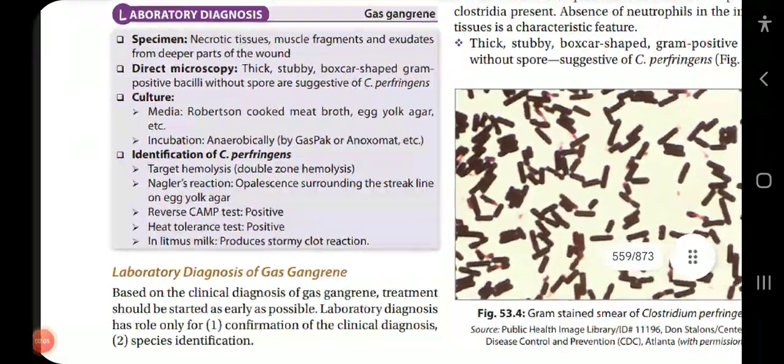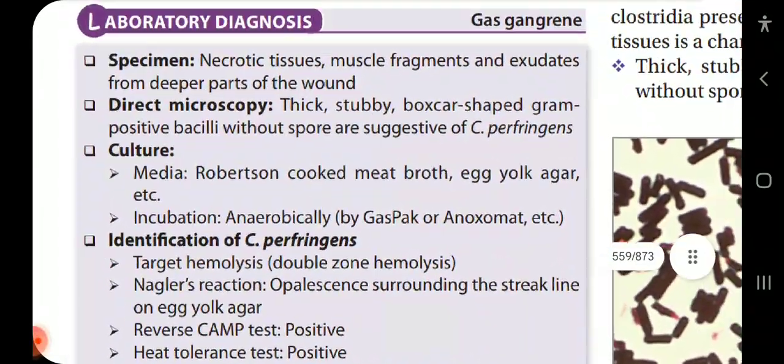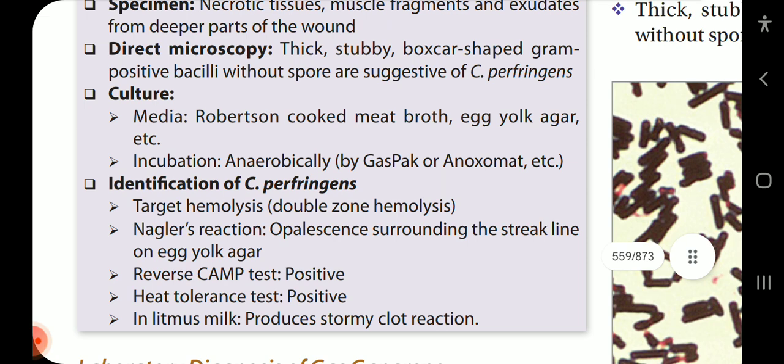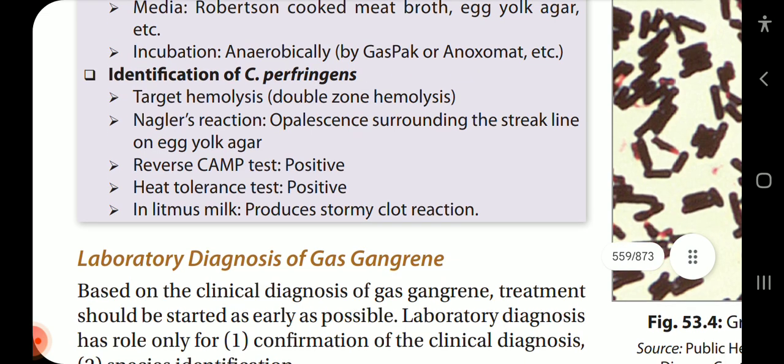Diagnosis of gas gangrene and the other non-sporing anaerobic infections. Specimen: necrotic tissue, muscle fragments, and exudates from deeper parts of the wound. Direct microscopy: thick, stubby, boxcar-shaped gram-positive bacilli without spores are suggestive of Clostridium perfringens. Culture media: Robertson cooked meat broth, egg yolk agar, etc.